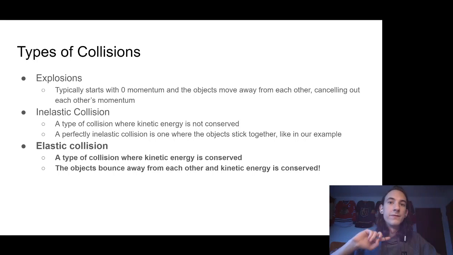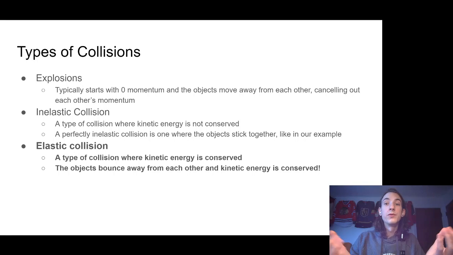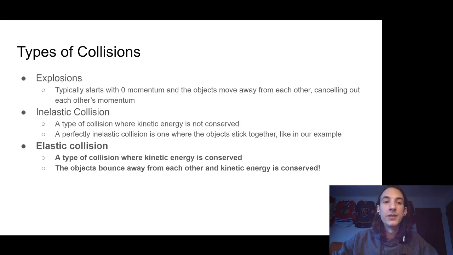we want to be able to define different types of collisions. The first is an explosion collision. This is a situation where we start with zero momentum and then the objects explode away from each other and cancel out each other's momentum. So we'd have something moving to the right, canceling out the momentum of something going to the left. We start with no momentum and we end with no momentum. So that's an explosion collision.